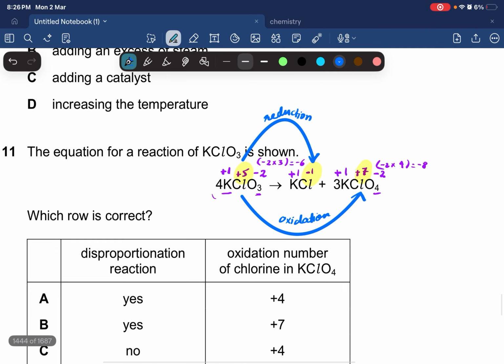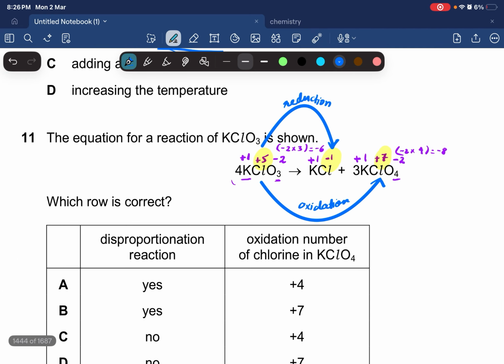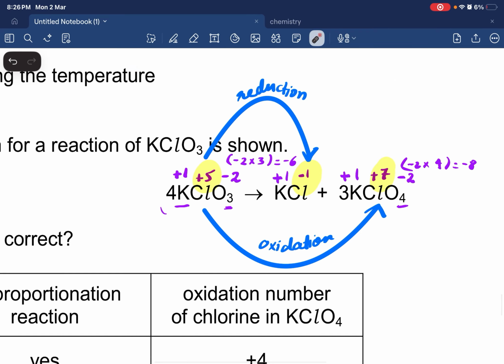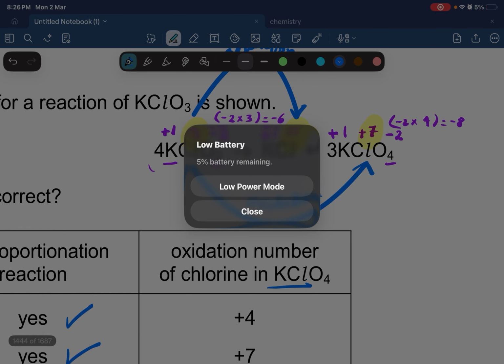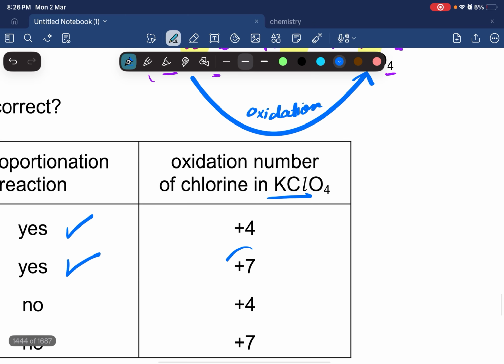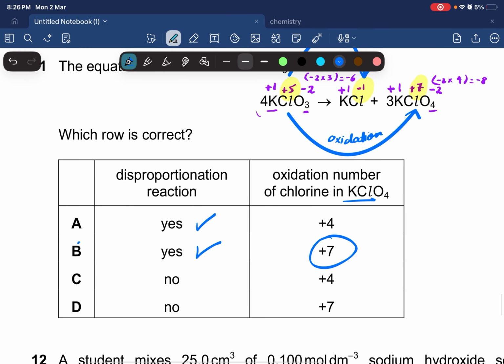So disproportionation reaction. Yes, this is a disproportionation reaction because in a disproportionation reaction, the same species is being oxidized and reduced. Okay, so this is an example of a disproportionation reaction. Oxidation number of chlorine in KClO4, we just figured out it was +7. So option number B.